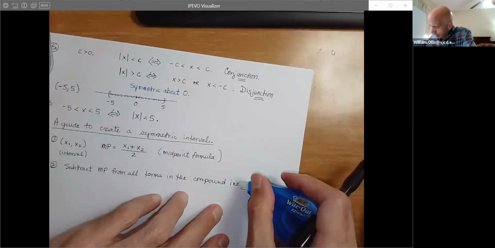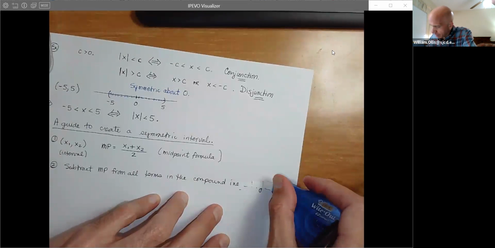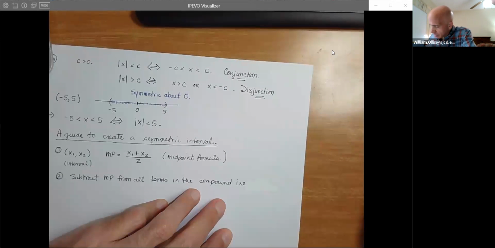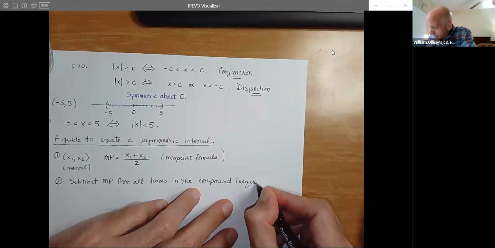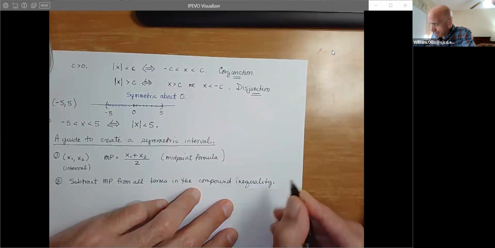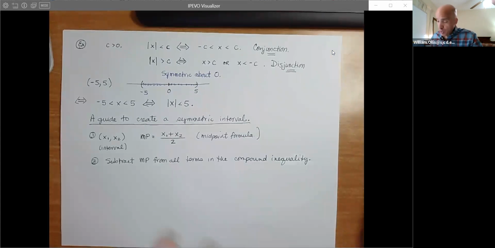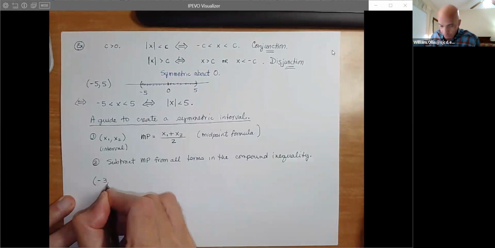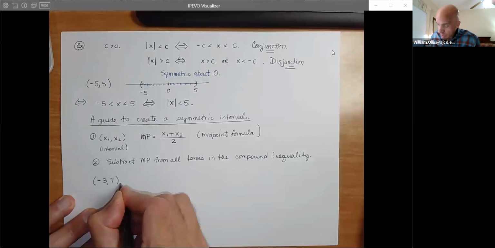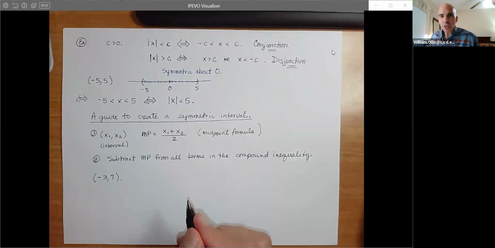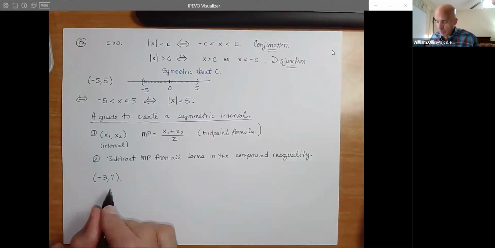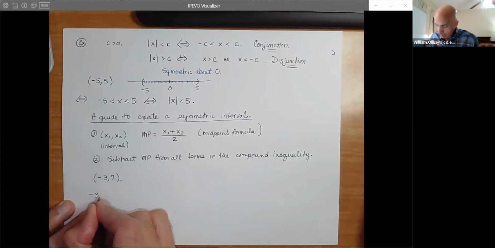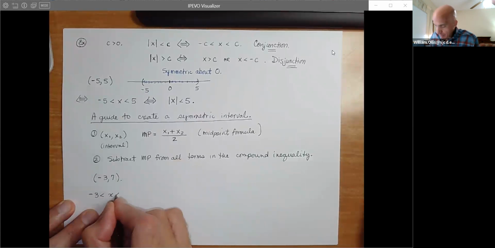Oh, that didn't come out too neat. Let me rewrite that. Good old whiteout, the kind that you don't have to wait to dry. So now let's look at an example. Here's one I made up to give us some good numbers. And then of course, as you get more experience, you'll get less nice numbers. So now let's take this into this form. We have -3 less than x less than 7.